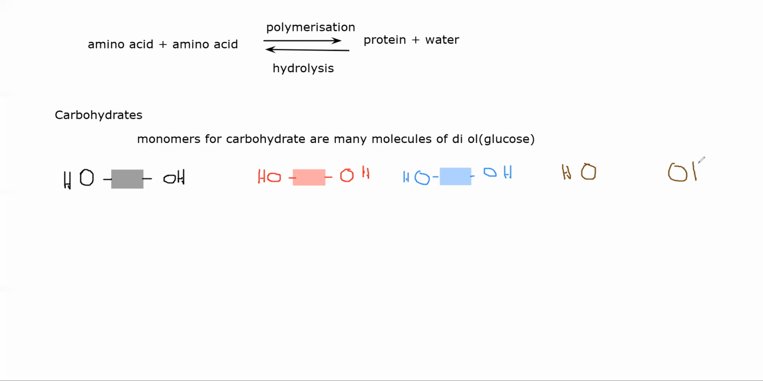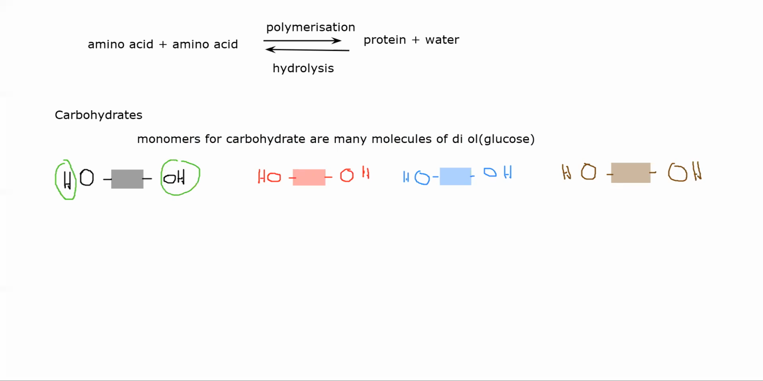So many molecules of glucose or diol. Now, how will it form a polymer? These are all monomers. I drew the monomers. Now I will draw the polymer. So how does it form a polymer? If one side loses H, the other side will lose its OH.